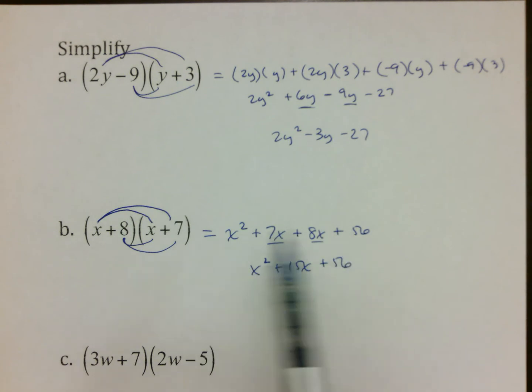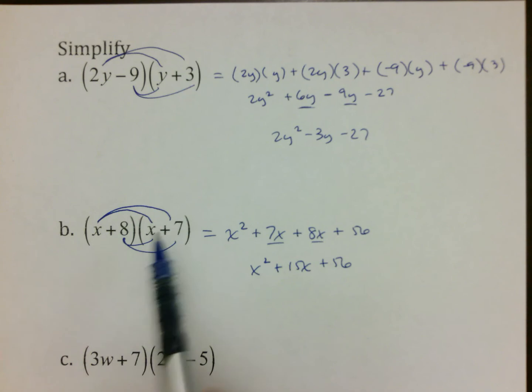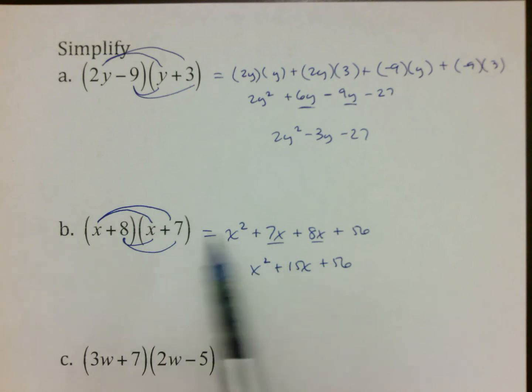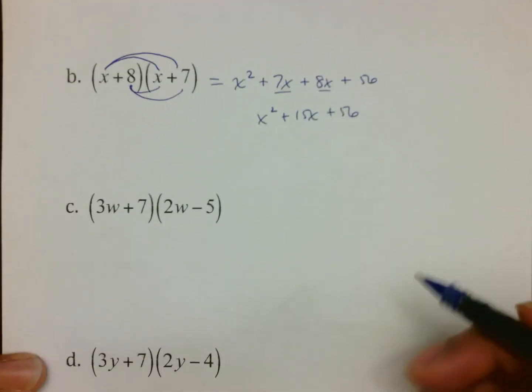Please don't stop early. Every time you do any kind of distributive property with binomials or multiplying of binomials, you want to make sure you check to see if there's anything that can be put together. Now sometimes nothing can be put together, but a lot of times whenever you do distributive property, you can combine like terms, so just be careful.